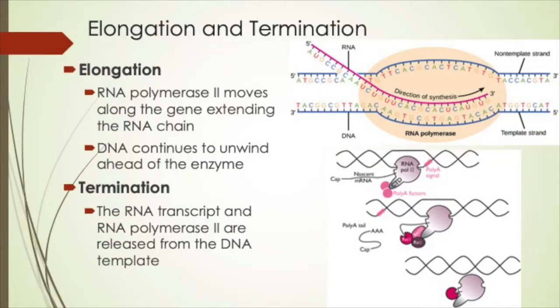Elongation. RNA polymerase moves along the gene, extending the RNA chain. So it basically unwinds the DNA a little bit, brings in some RNA nucleotides, brings them together, and then just knits a little RNA chain coming out the end.